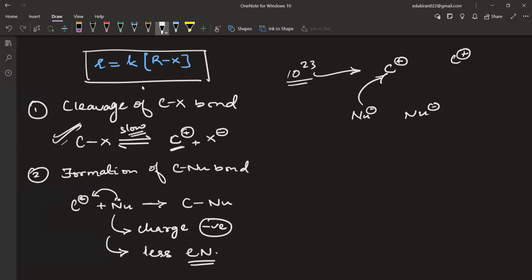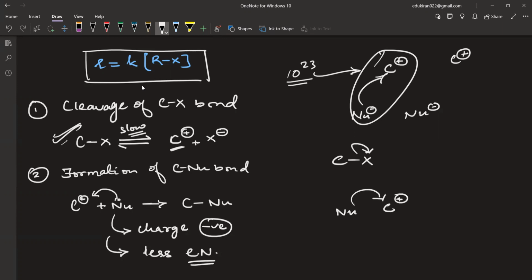In a way, you can say that CX cleavage is happening in one molecule, and this step is happening in some other molecule. Yes or no? So both of these things are happening simultaneously in different molecules, correct? Now, when you have something like this, the rate will depend on the slowest step.